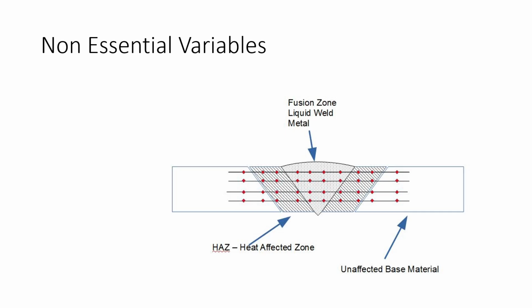So with non-essential variables, we're talking about if we change this variable, it's not going to affect the fusion zone, the weld metal that's been deposited, or the heat affected zone, or the base material. It's not going to affect any of that. So that's why we call them non-essential variables. But even though they're non-essential, we do have to address them.